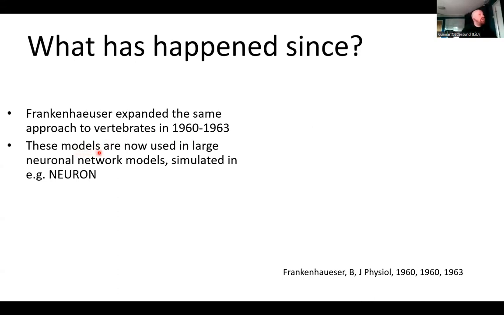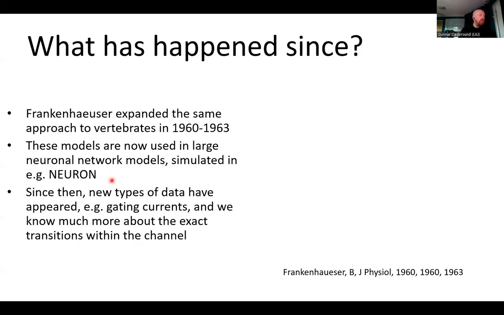And these types of models are now used in roughly the same form as they were originally in large neuronal network models that are simulated in packages such as NEURON. But of course, since then, a wide variety of new types of data and knowledge have appeared. So one of the most important of those is gating currents, which is not the current that is caused by the ions going through the channel, but by these reconfigurations within the channel, the movement of the subunits, which are charged particles. So you can actually measure the currents that are produced by the movement of charges within the ion channel.